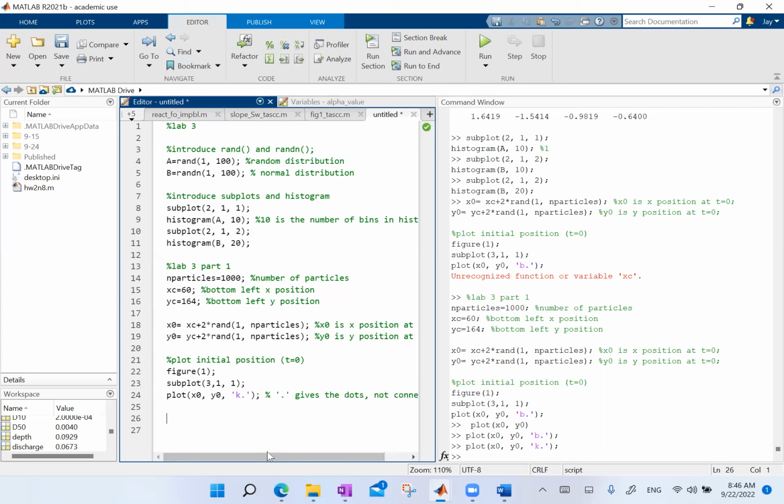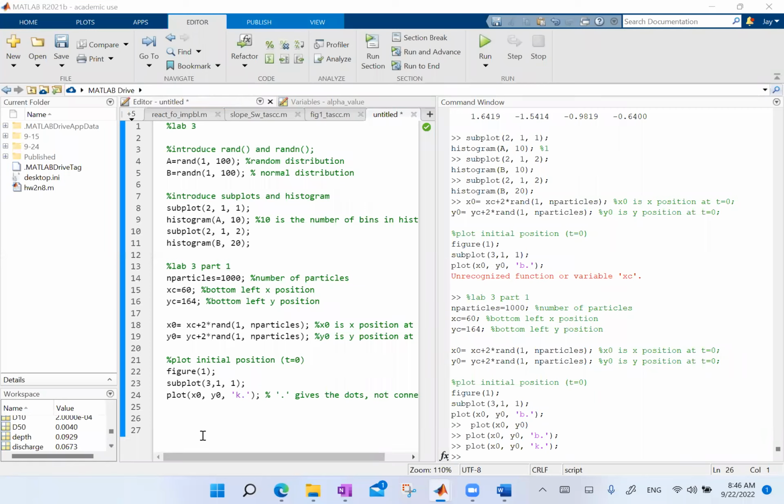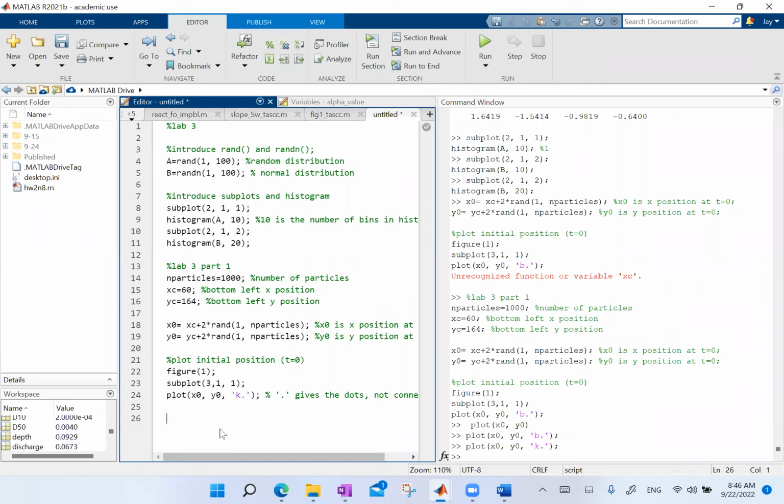Now the second part, we're actually going to do the random walking. So we plot the position at t equals 0. Now we're going to let it advance 0.5 days each time, and we want to know 50 days from now where the particles are, and we're going to plot that. So this is lab 3, part 2. We're going to say random walking to t equals 50.